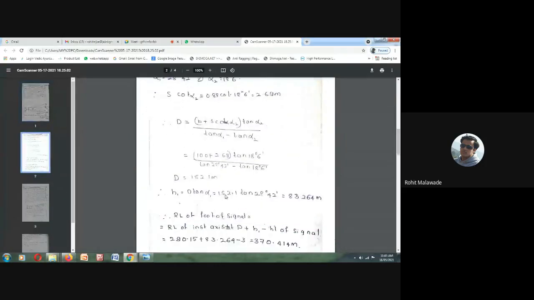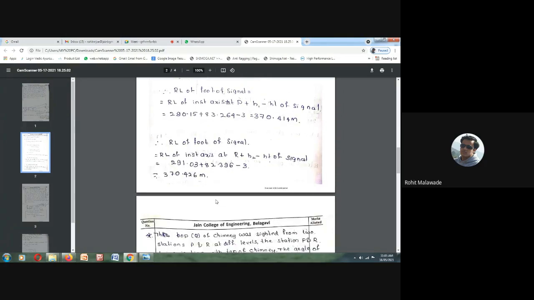So here it should be 252.1. Sorry, by mistake I have written it as 151. It should become 252.1. So here, (B plus D) tan alpha 2: 252.1 into tan alpha 2, which is 18 degree 6 minutes I have to write. Then I will be getting this particular answer.